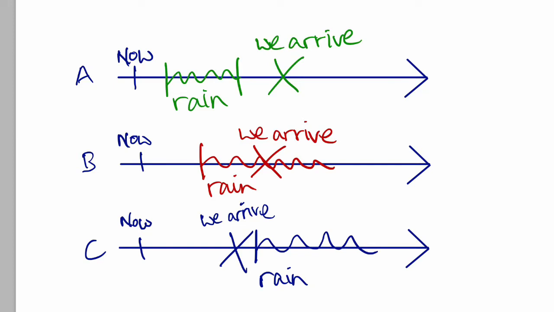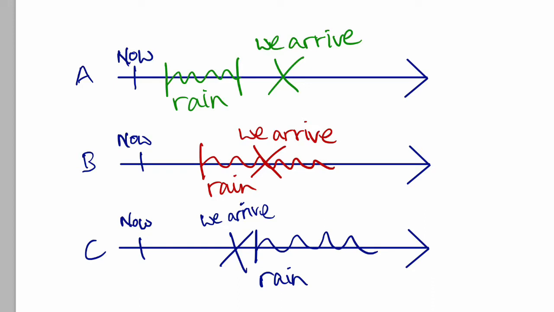Then we have number 2. It will be raining when we arrive. That's timeline B. So first it starts to rain, and then while it is still raining, bang, we arrive. It will be raining when we arrive.